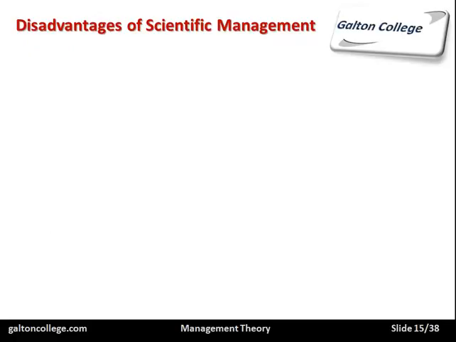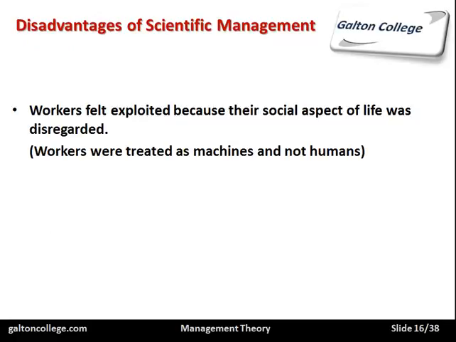Now, the disadvantages of scientific management. Well, workers felt exploited because their social aspect of life was disregarded. They were treated as machines, not humans. They had no social interaction at work. They didn't have time for social interaction, and their tasks separated them away from the other workers.